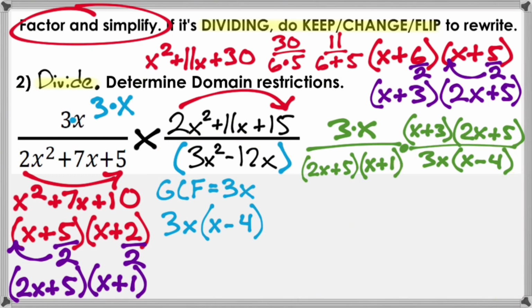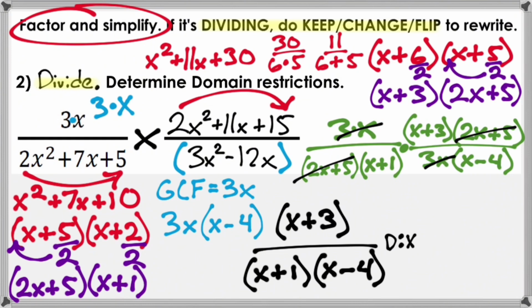I am assuming you know how to factor and simplify. So let's now cancel things out. Whole lot of things go away. You are left with just the x plus 3 from the numerator appearing right there. We have the x plus 1 in the denominator and the x minus 4 in the other denominator. So there's your final expression.